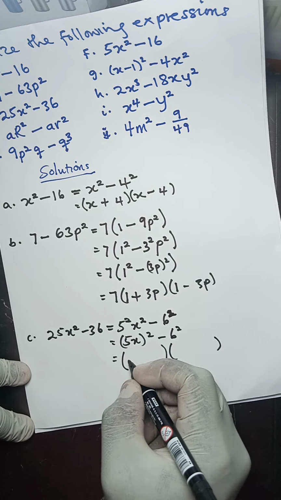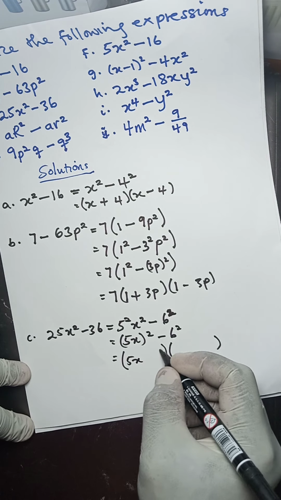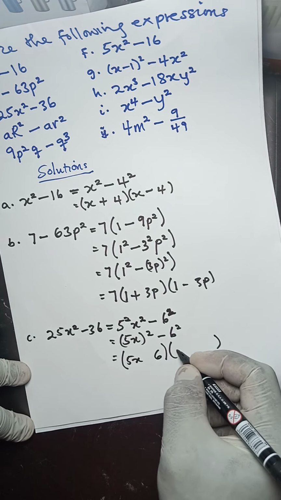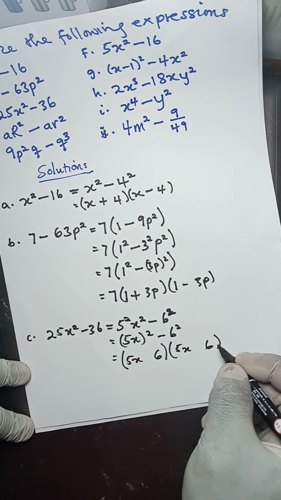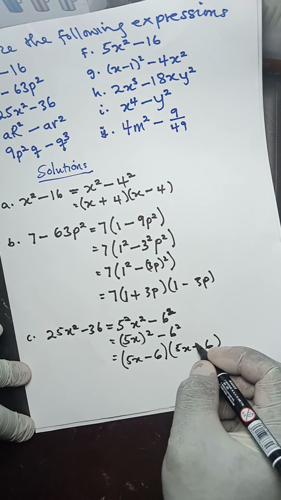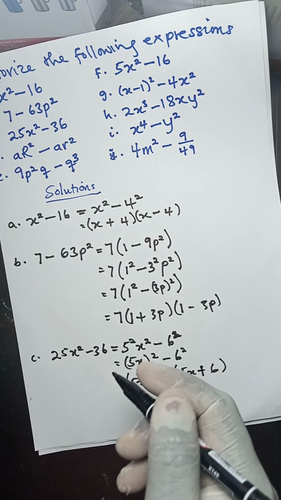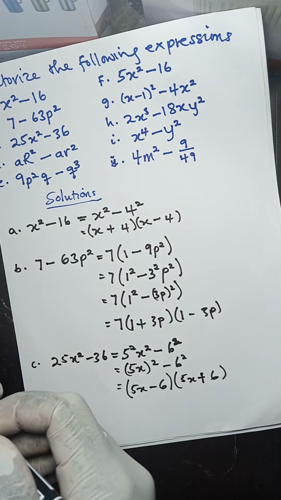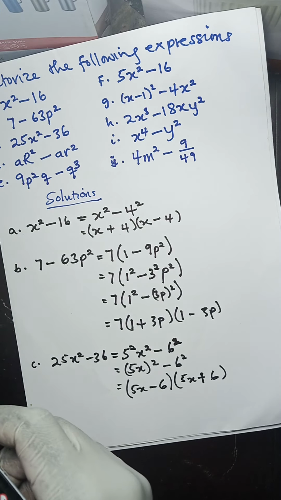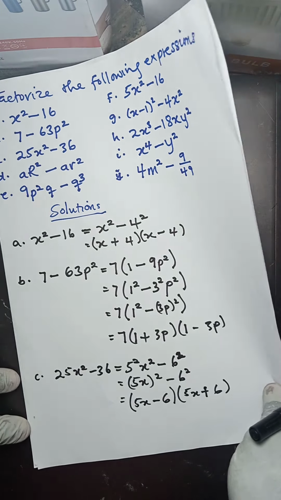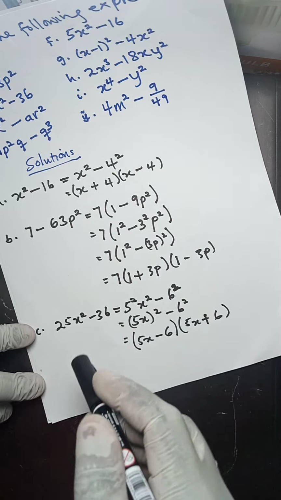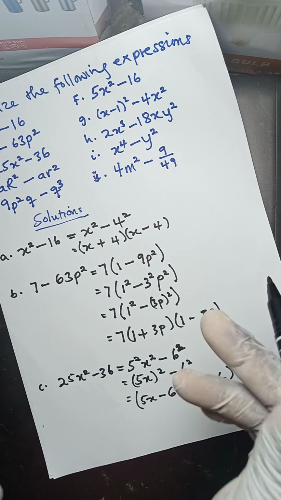The first element is 5x, the second one is 6. Repeat the same thing here, 5x and 6, with minus in one and plus in the other. You can also make it plus and minus, and you still get your answer. All right, so let me proceed to D.